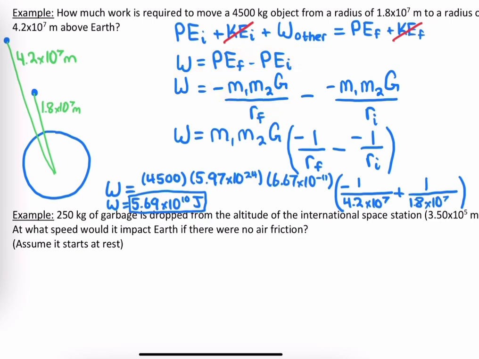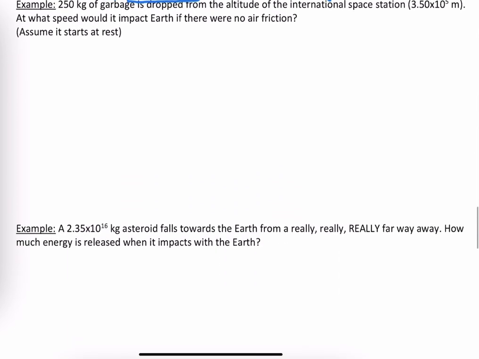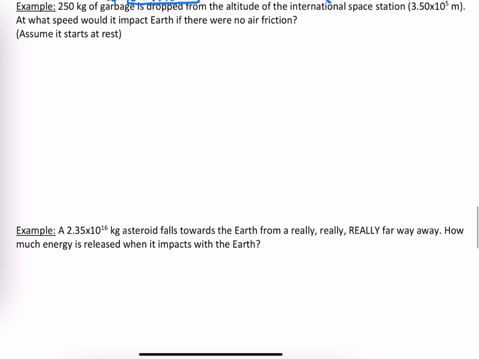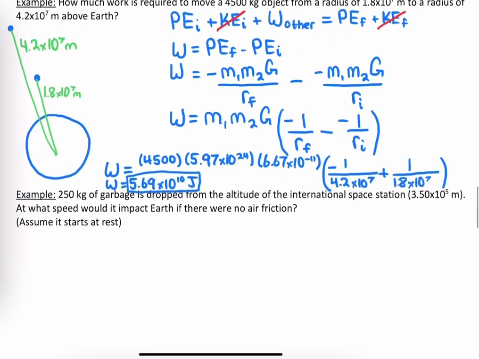Okay, so let's look at another problem. "250 kilograms of garbage is dropped from the altitude of the International Space Station. At what speed would it impact Earth if there were no air friction?" So it's a similar type of problem to what we had, only in reverse. In the first problem, we had an object down here, and we were lifting it up. In this problem, we have an object up at a high altitude by the International Space Station, and it's dropped.